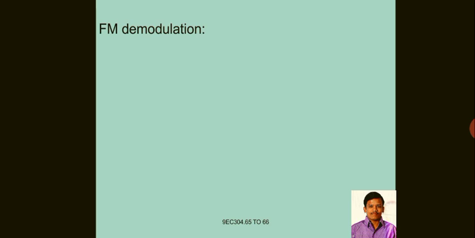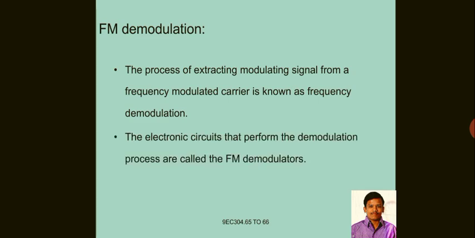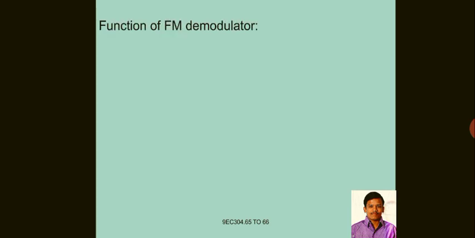So here what I want to tell is, after modulation by the process of FM, the signal contains theoretically infinite sidebands compared to AM modulation. Therefore, in FM demodulation, we have to recover the message signal by removing the carrier. The process of extracting the modulating signal from a frequency modulated signal is known as frequency demodulation. The electronic circuit that performs the demodulation process is called an FM demodulator.